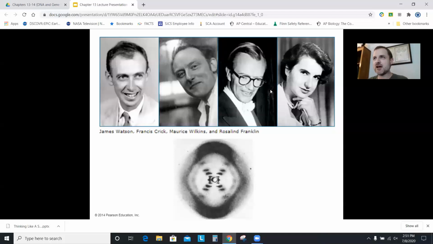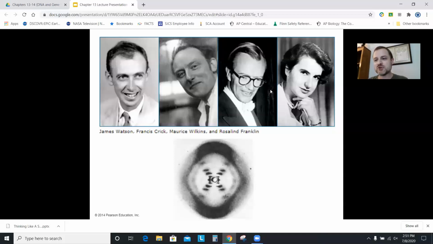And Franklin's described as being very outspoken. Like the book describes it, when she was talking to you, she would stare at you in this way that made you feel uncomfortable. It's probably overblowing it. But Wilkins did not like Franklin. He thought she was too forward, and they just did not get along.